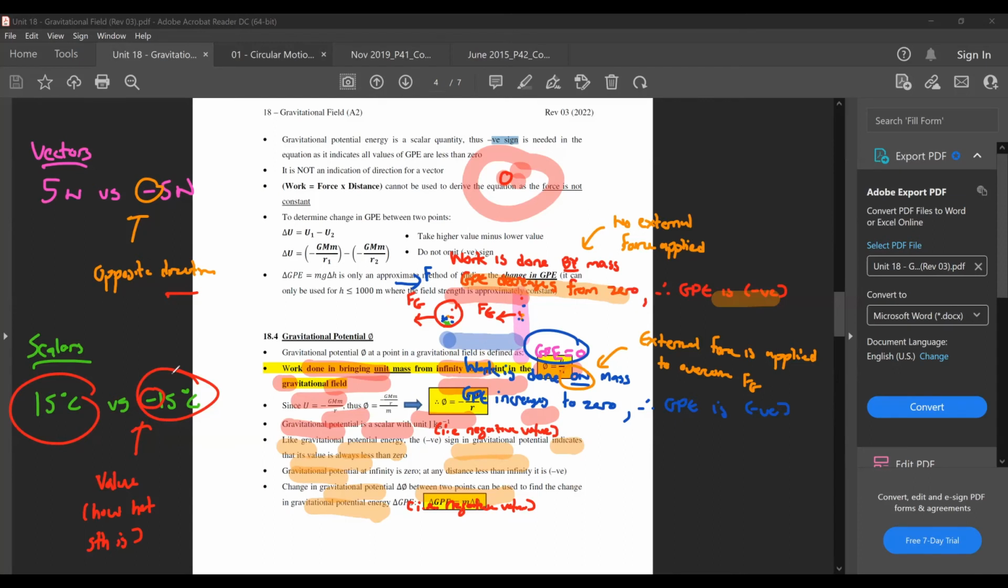So for scalars, like gravitational potential energy here, the negative sign is quite important. You need to put it in, all right? And this negative sign is not an indication of direction for a vector. It is an indication of value. Okay, so far so good with that, I hope.